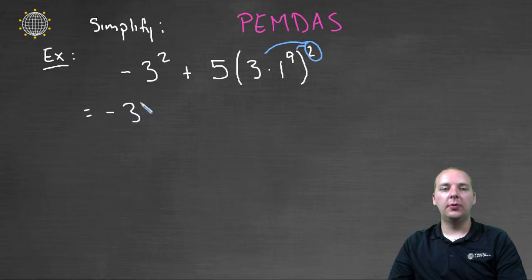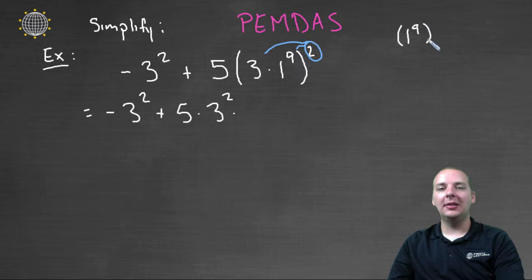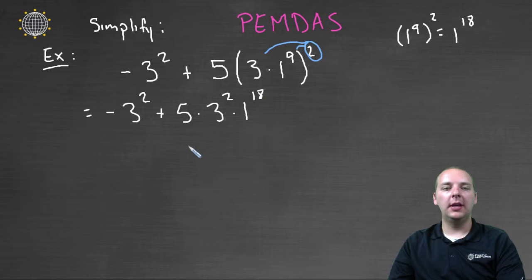We have negative 3 squared plus 5 times 3 to the second times 1 to the ninth to the second. If you remember your properties, this is the same as 1 to the 18th, because with a power to a power we multiply. So 1 to the 18th power. So the grouping symbols have been taken care of. We can drop the parentheses now. All right, now it's time for exponents.